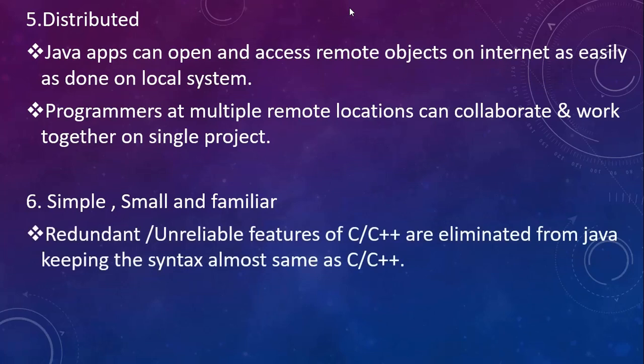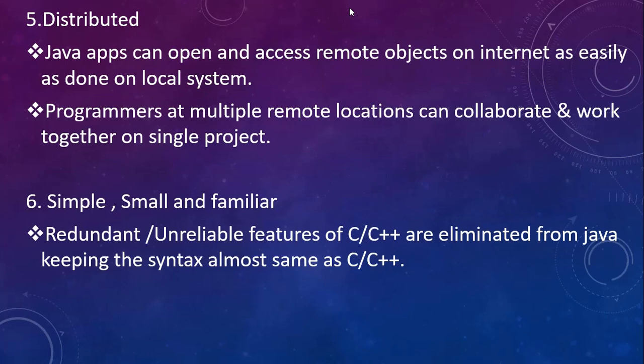Sixth, Java is simple, small and familiar. Redundant and unreliable features of C and C++ are eliminated from Java, keeping the syntax almost the same as C and C++. You must have realized that pointers are very difficult, and in C++ we have multiple inheritance, which is also problematic, because you have to use something called a virtual base class in C++ to tackle this problem. It creates ambiguity otherwise.